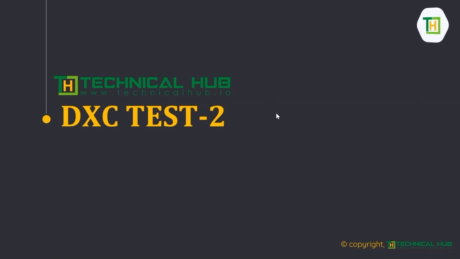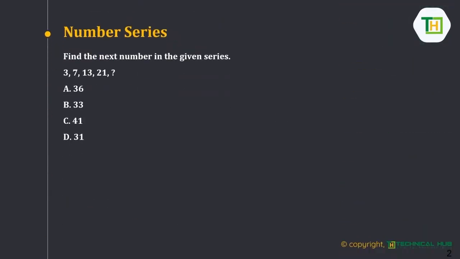Today I'm going to discuss DXC test 2 from the reasoning section. So coming to the questions. Find the next number in the given series. The given series is 3, 7, 13, 21. Find the next one. First take the difference. Between 3 and 7, the difference is 4. Between 7 and 13, the difference is 6. And between 13 and 21, the difference is 8.